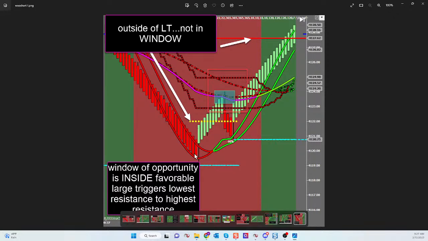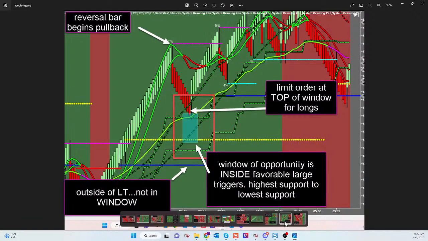When this reversal bar happens, your window of opportunity isn't the trigger lines, not the red box. It's the areas within. In this case, the window of opportunity is one line wide. What a wonderful window, right? This red Fibonacci resistance is not inside of the triggers. It's not inside of my window.